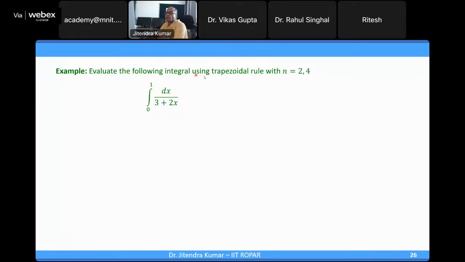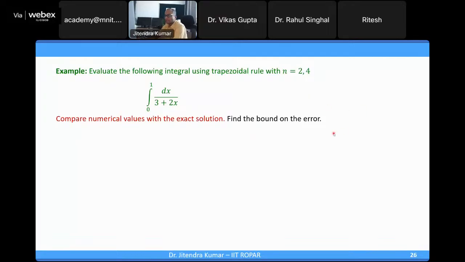Evaluate the following integral using the trapezoidal rule with n equal to 2 and 4. You are supposed to take 2 intervals and then 4 intervals and approximate this given integral, which of course has an exact solution, because we want to see the accuracy. But you can of course handle any integral which is not otherwise solvable. So find the numerical values, compare them with the exact solution, and find the bound on the error.